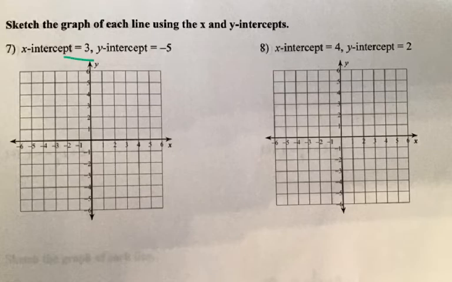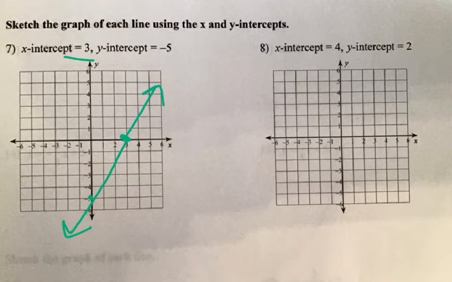So on our x-axis, we are going to put a point on 3 on the x-axis. Your y-intercept is -5. So we're going to look at our y-axis and put a point on -5. Then we are going to connect the 2 dots and graph our line. Okay? So this is sketching the graph of the line using the x and the y-intercepts.